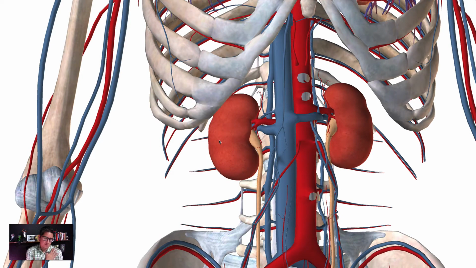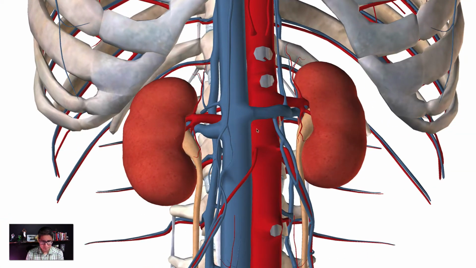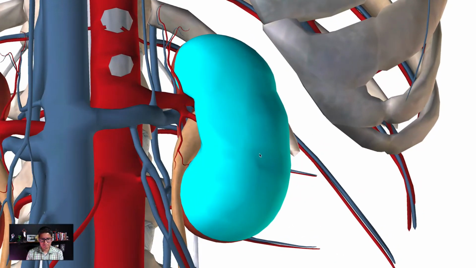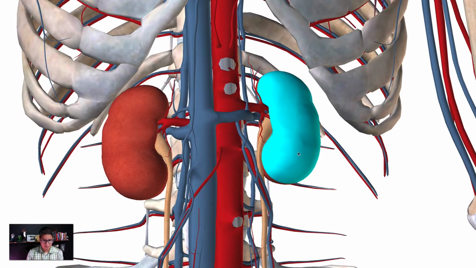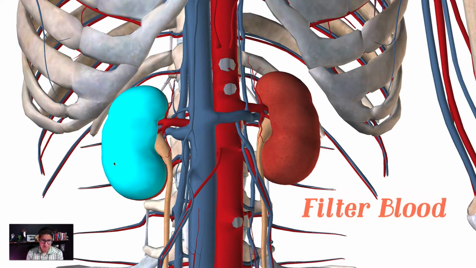So the urinary system consists of two kidneys. As you can see here, you have a right kidney and a left kidney. Let me center that. Okay, so you have a right kidney, and then you have a left kidney. The primary function of the kidneys is to filter blood.